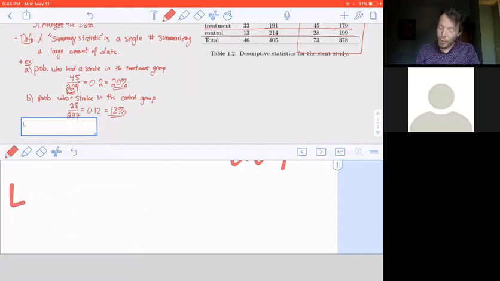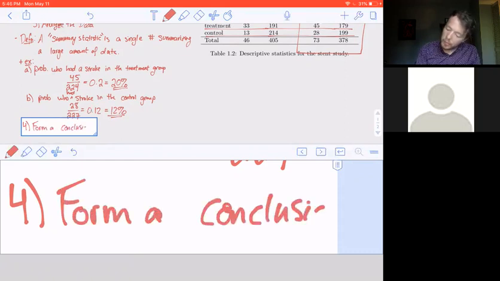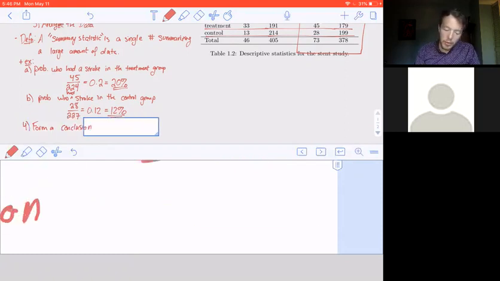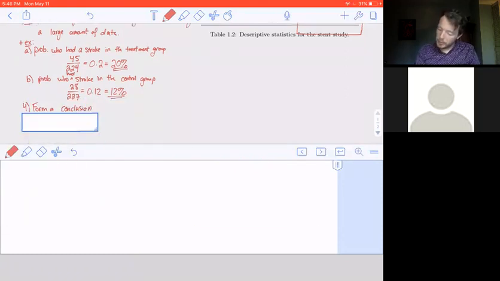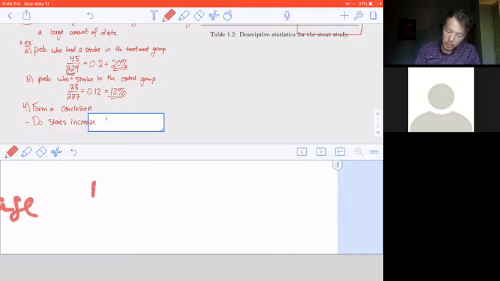And let's talk about the fourth part of the statistical process, form a conclusion. So based on what we've observed, can we conclude that stents increase the rate of strokes?